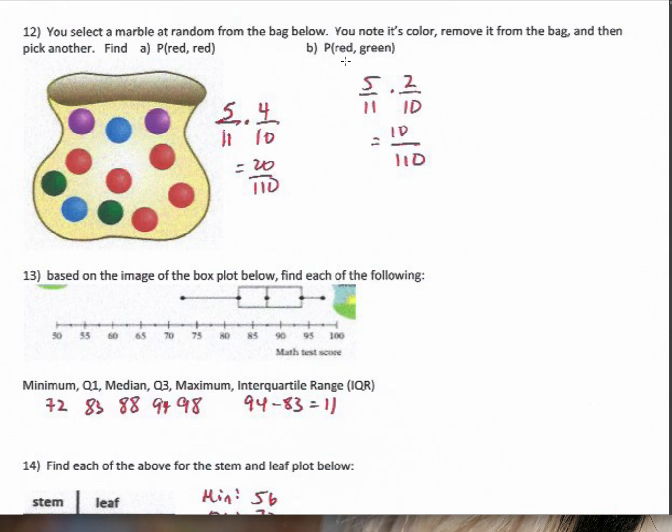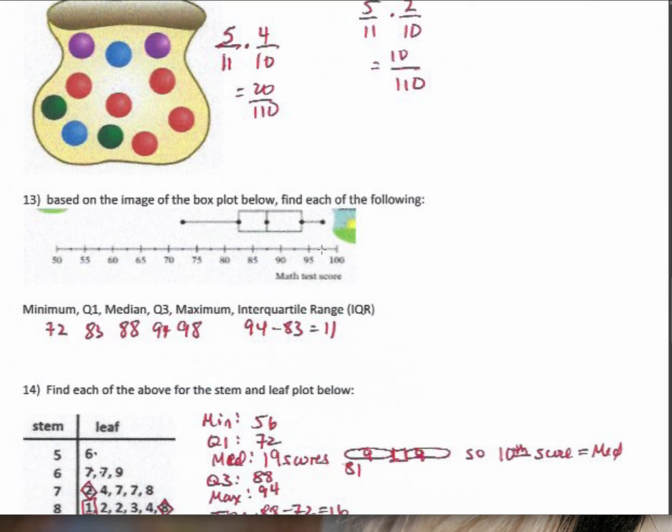Next one says, again, you're not putting it back, red then green. So to get a red the first time is, again, 5 out of 11. But then there's only 10 marbles left, and 2 of them are green. So that's 2 out of 10. So that's 5 times 2 is 10, and 11 times 10 is 110.